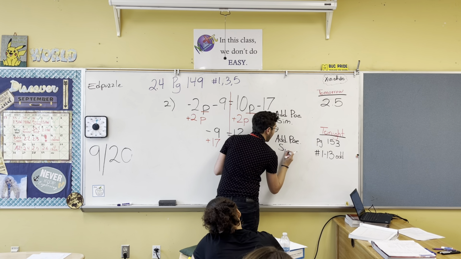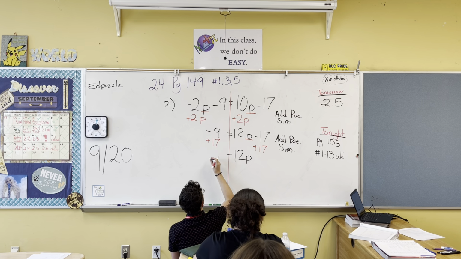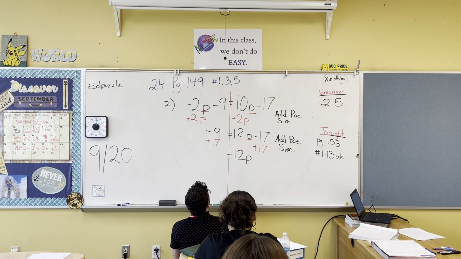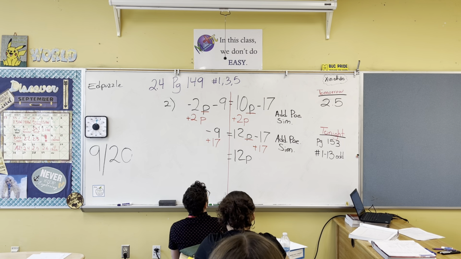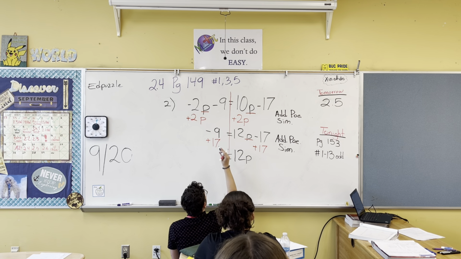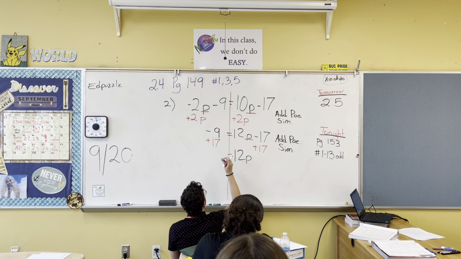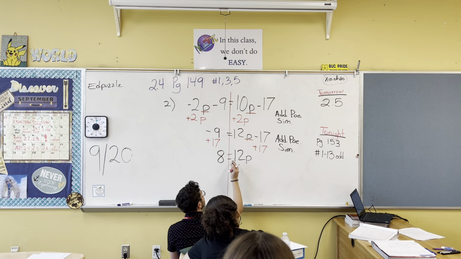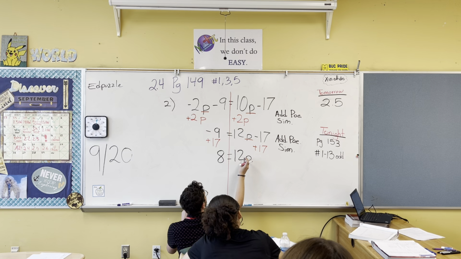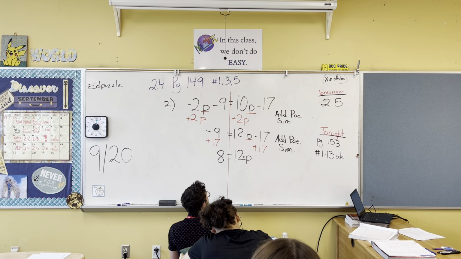17 minus 17 is equal to 0. Do we have to write that? No. So we can write 12p is equal to, if you owe someone $9, or you have negative $9 in your bank account, and you put in $17, how much do you have? 8. Now we have 8 is equal to 12p. 12p is really 12 times p, isn't it?